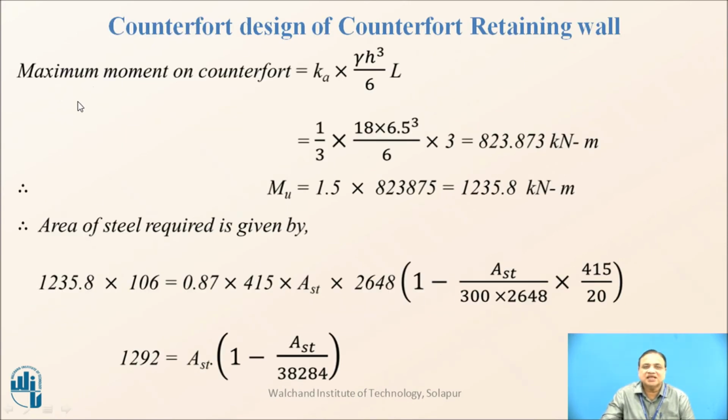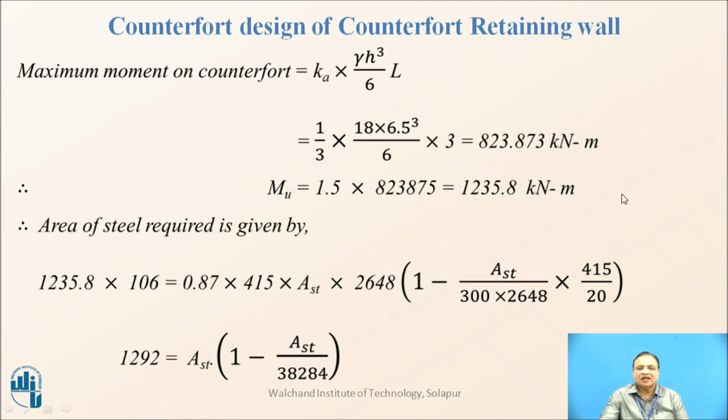Now this is the design process. So the maximum bending moment on the counterfort is K gamma H cube divided by 6 into L. That is the maximum bending moment, at the face of the counterfort. Therefore K is 1/3, 18 into 6.5 cube divided by 6, into 3, that will give us the bending moment. This is the bending moment induced due to lateral pressure.